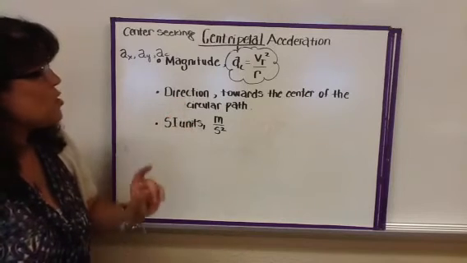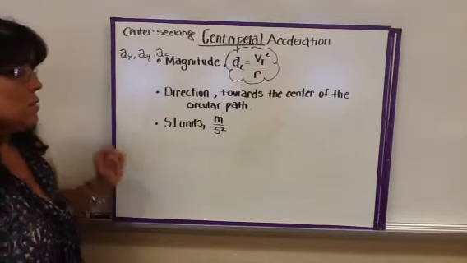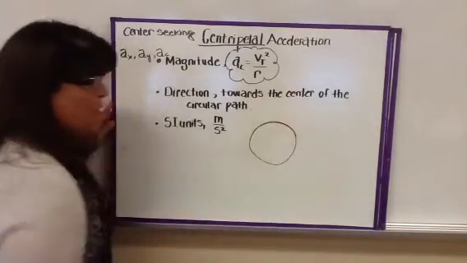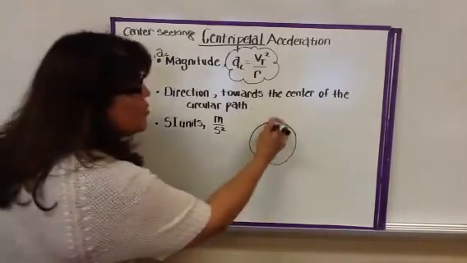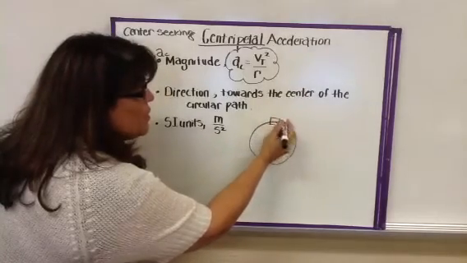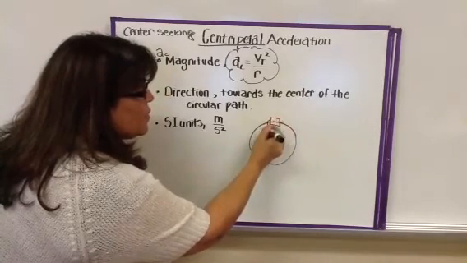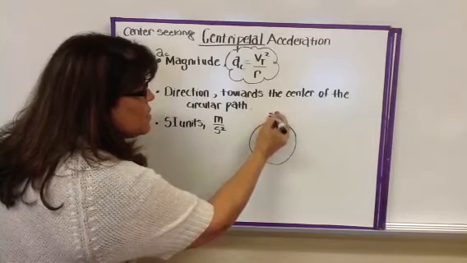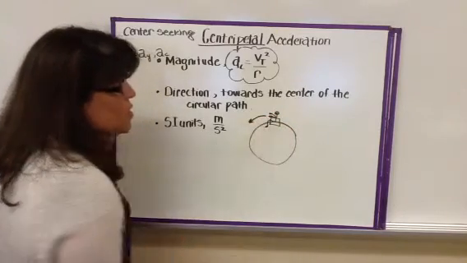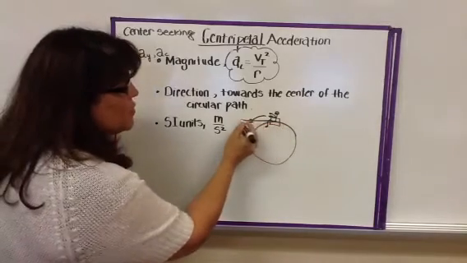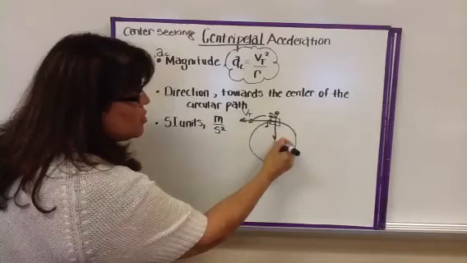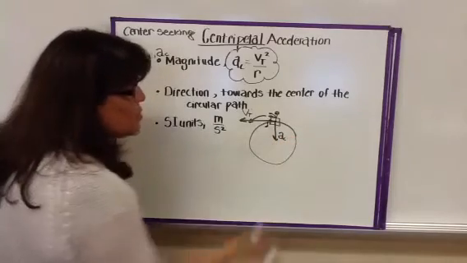Well, the direction of this is always towards the center of a circular path. So let's talk about a Ferris wheel, okay? And you're at the top right here in this bucket of the Ferris wheel, and you're hanging down, okay? And the Ferris wheel is going to be turning this way. Well, you have a tangential velocity that's going straight at this point. Well, the acceleration is always towards the center of the circle.